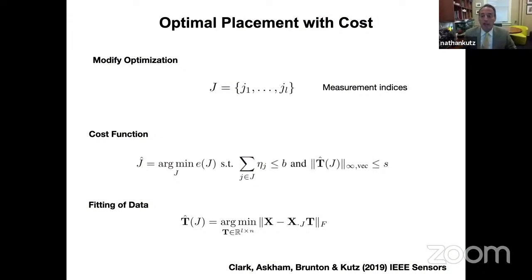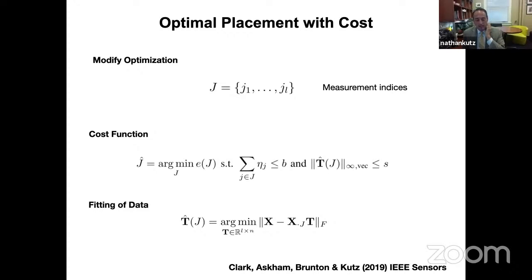Okay, you can also modify this, and this is an important modification. What happens if it costs me money to place sensors? Right? That's a very important consideration if you're going to measure the ocean. Putting a sensor in the middle of the ocean is very expensive. Putting one on Ipanema, maybe not so much, right? That's the kind of thing you want to do.